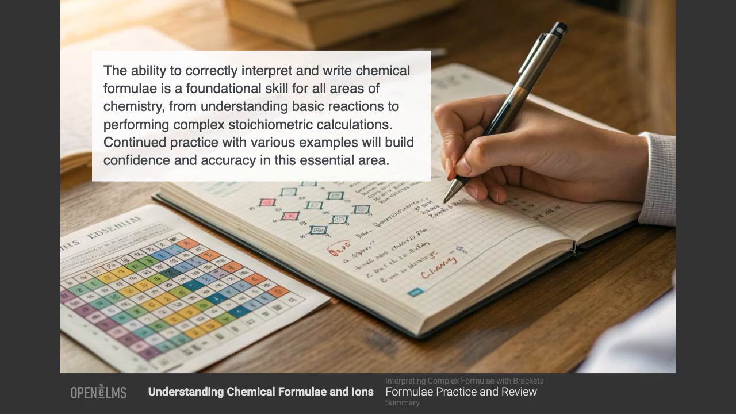The ability to correctly interpret and write chemical formulae is a foundational skill for all areas of chemistry, from understanding basic reactions to performing complex stoichiometric calculations. Continued practice with various examples will build confidence and accuracy in this essential area.